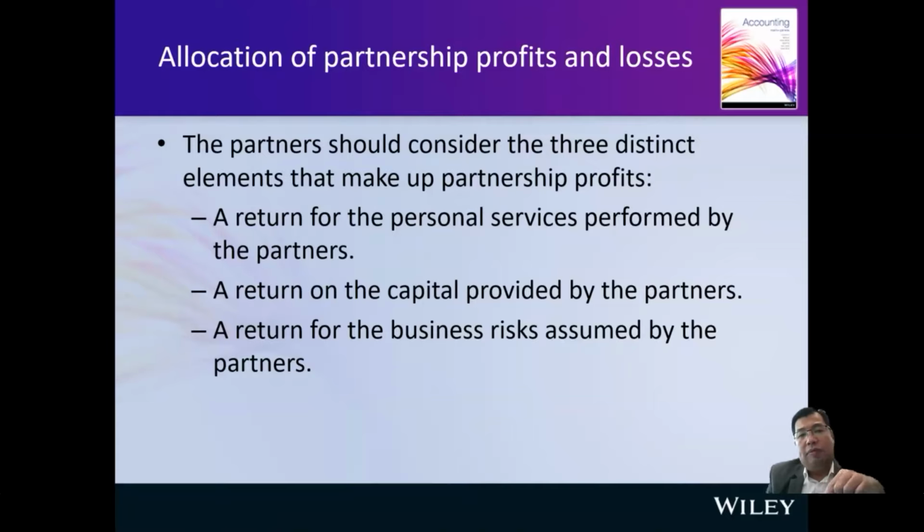Now, for allocation of partnership profit and loss, the partners should consider the three distinct elements that make up partnership profit. Number one is a return for the personal service performed by the partners. We have five partners, and two of the partners are working or running the business, so they should be paid for that.